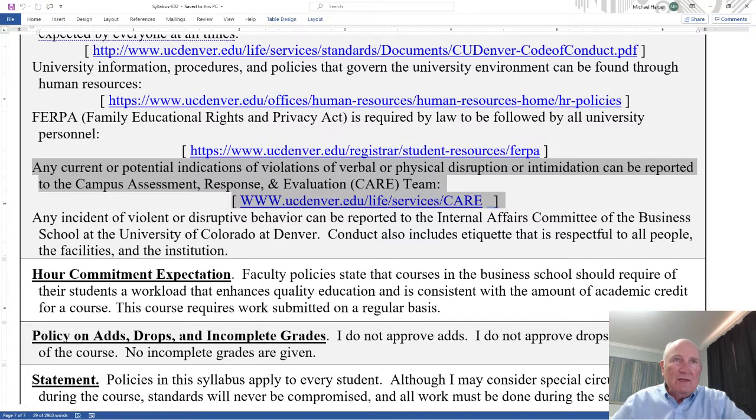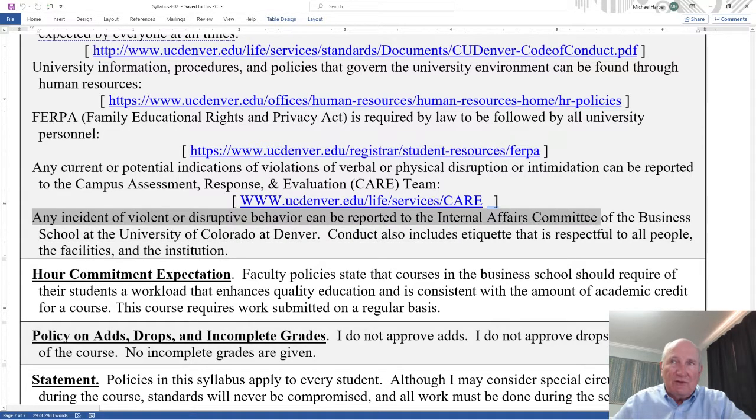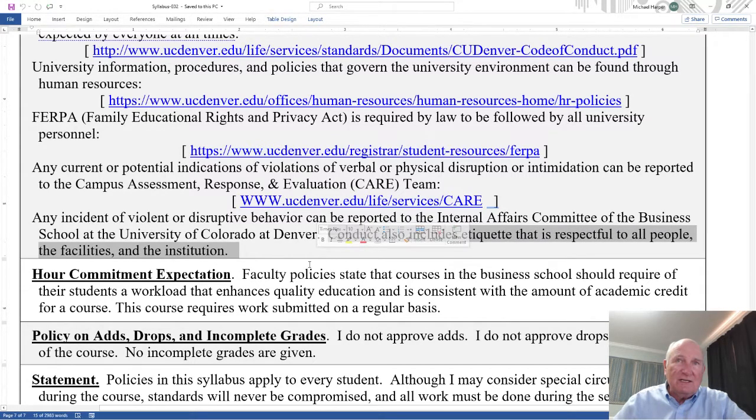In other words, any incident of violent or disruptive behavior can be reported to the Internal Affairs Committee of the Business School. Conduct also includes etiquette, behavior verbally and physically, that is respectful to all people, the facilities, and the institution. Be careful what you say, how you say it. The conduct must be respectful not only physically, but also online.